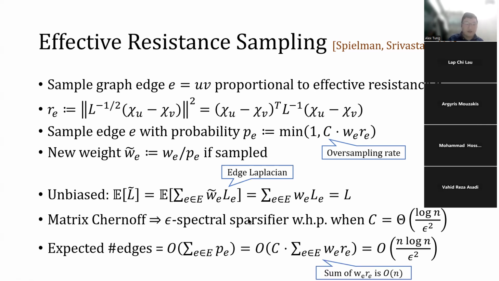Finally, the expected number of edges would just be the sum of the p_e, which is the oversampling rate times the sum of effective resistances. It's a nice fact that the sum of effective resistances is O of n. That's why the expected number of edges is O of n log n divided by epsilon squared. Then you can use Chernoff to show that the sparsifier has this many edges with high probability.